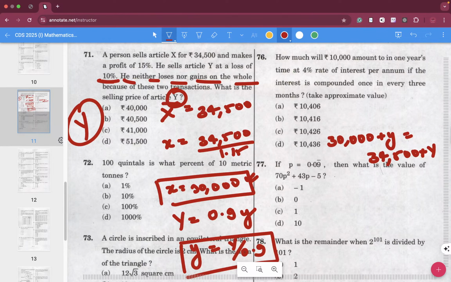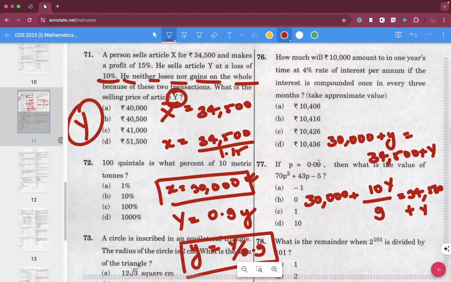Small y, 30,000 plus small y is equal to how much? Small y is equal to capital Y divided by 0.9, or otherwise we can write it as 10Y by 9, which is equal to 34,500 plus Y we can write.